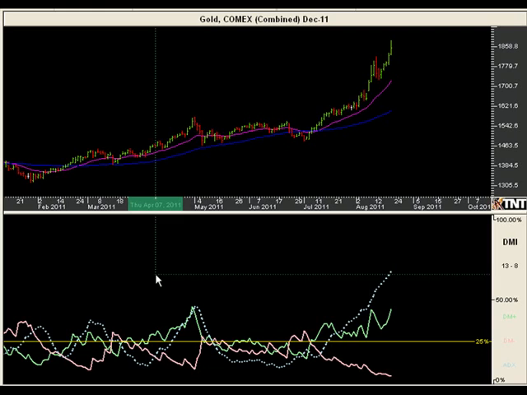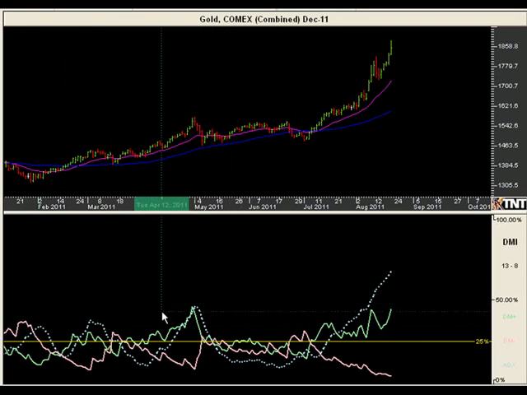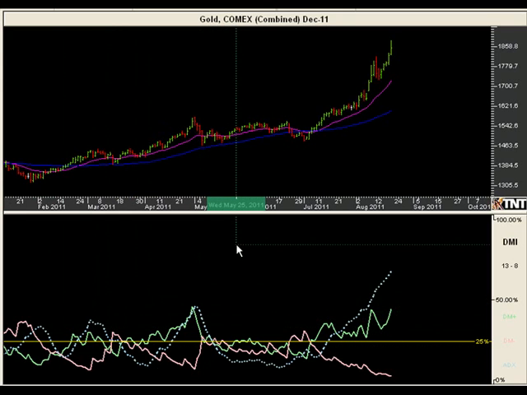Now, when you first look at DMI and ADX, it can be a little bit confusing because it's a bunch of squiggly lines. And normally it's going to look like this. But what I've done is I've changed the one line to a dotted line so that I'll be able to show you a few things with this particular indicator.